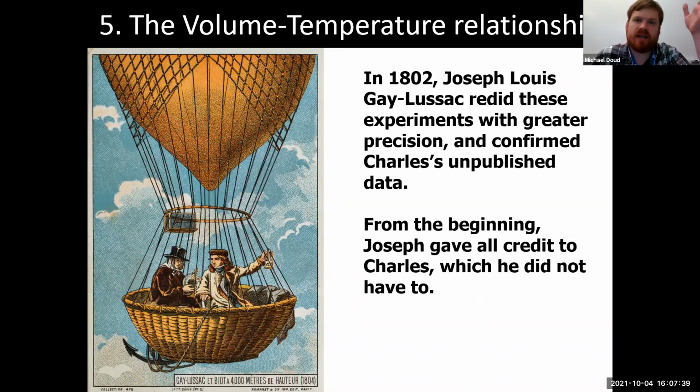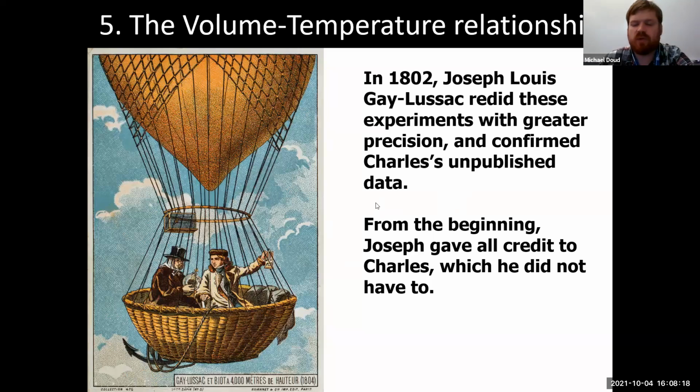Well, they were good friends, and in fact, they were balloonists together. So you can kind of imagine, when you're on a balloon with a person, going up to, in this case, 4,000 meters, which at the time was a record height, you get to know someone pretty well, right? So Joseph was a really good friend to Jacques, and gave all the credit for this relationship between volume and temperature to Jacques Charles.